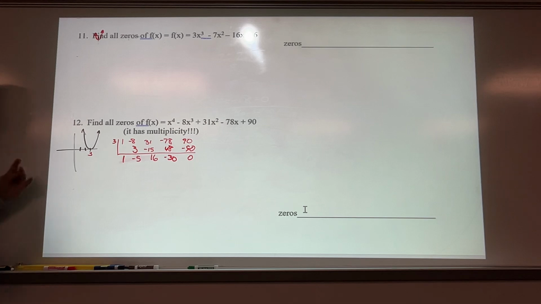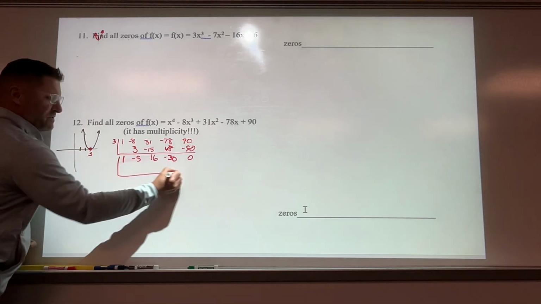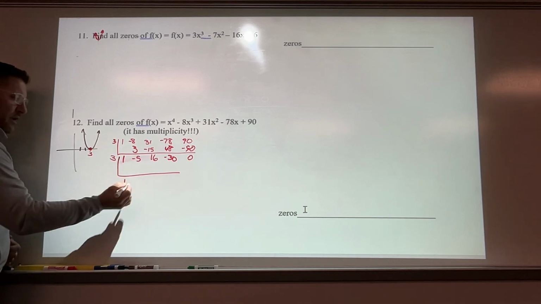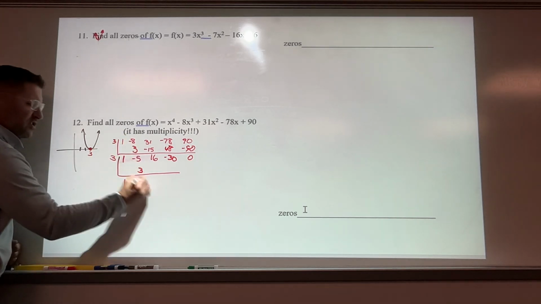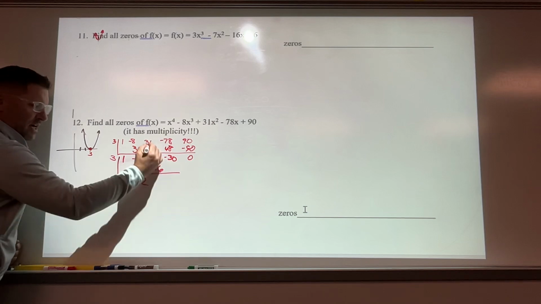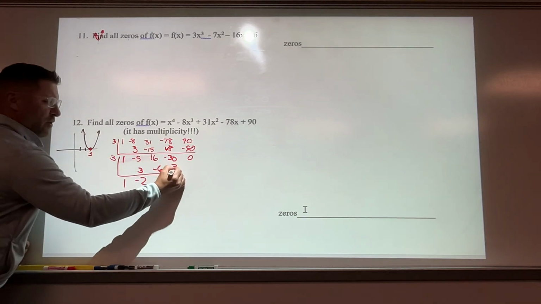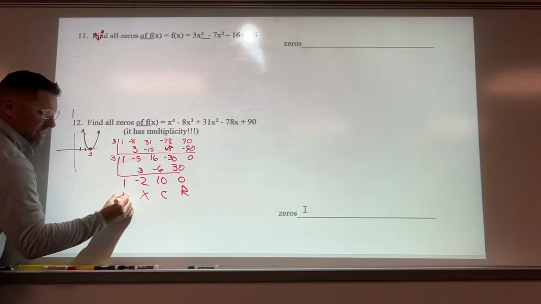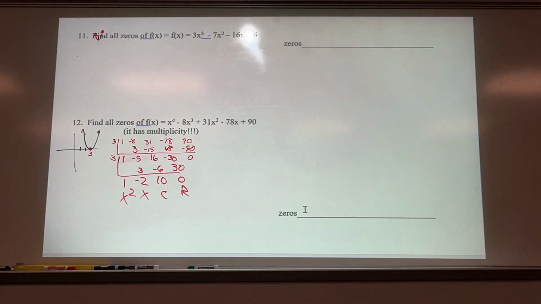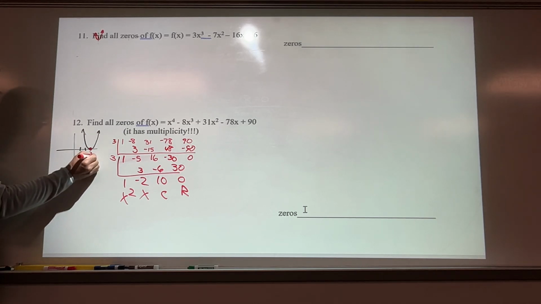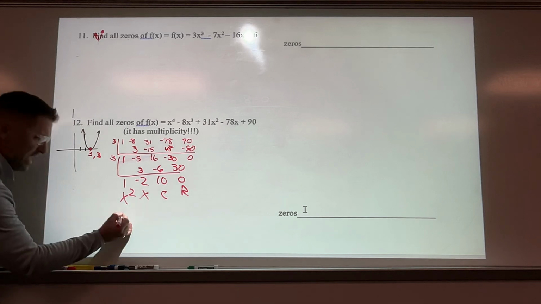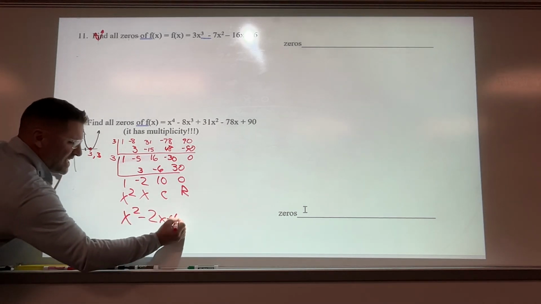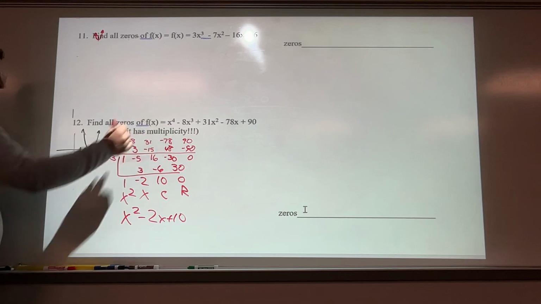Now, again, twice because of the multiplicity. So I'm going to use 3 again. Drop the 1, 3, negative 2, negative 6, 10, 30, 0. And I got remainder, constant, x squared. What do you expect about your other 2 zeros? I think they're going to be imaginary because it only hits once. So I have 3 once, I have 3 a second time. And now I'm going to solve x squared minus 2x plus 10. I've got 4 zeros to look for.